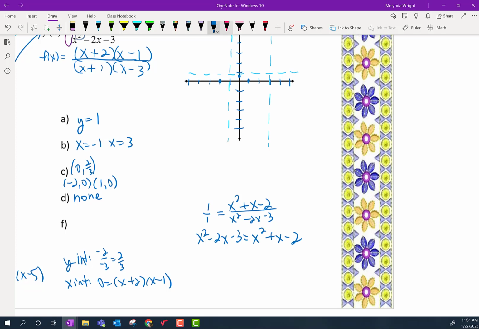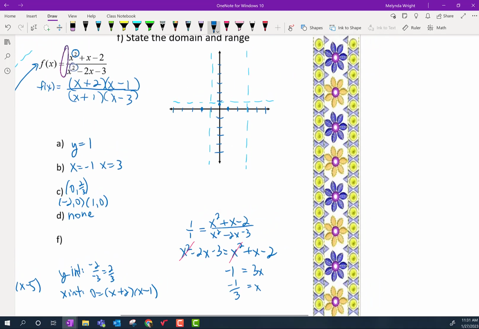All right, so nicely, the x squareds cancel out. That's kind of a little helper. So I'm going to move the x's to the right. So that would give me 3x on the right, and then I'm going to move all the numbers to the left. -3 plus 2 is like a -1. So this one does behave badly. This one is going to cross the horizontal asymptote at -1/3. So I'm going to go ahead and put that up here. We're going to put that at -1/3.